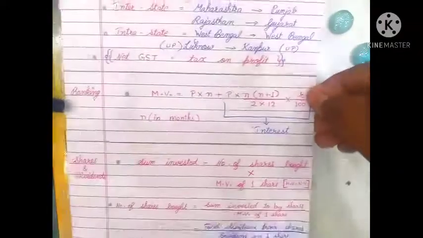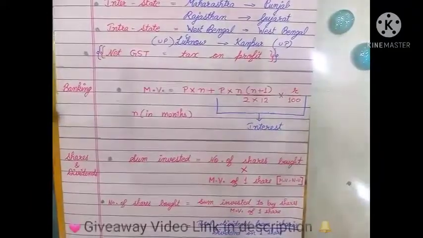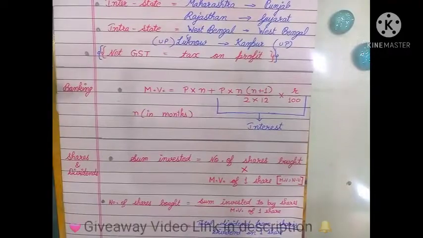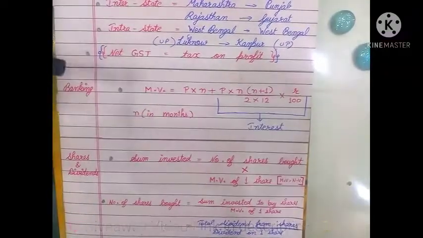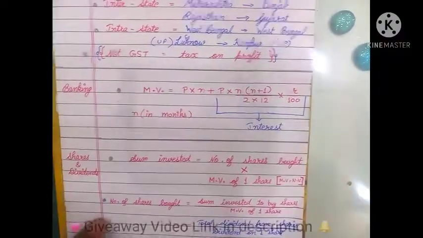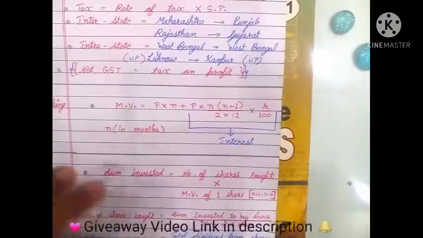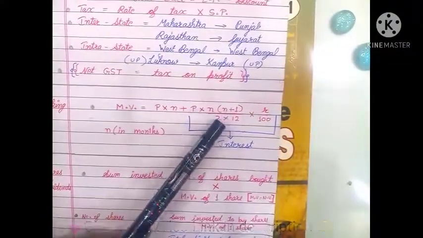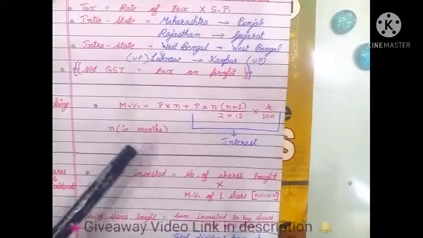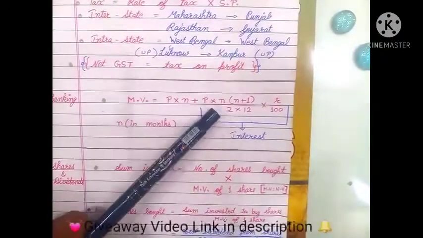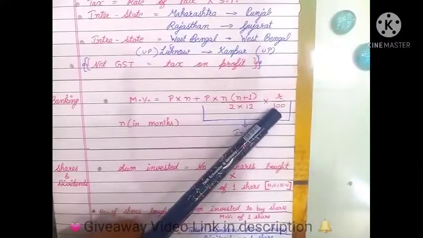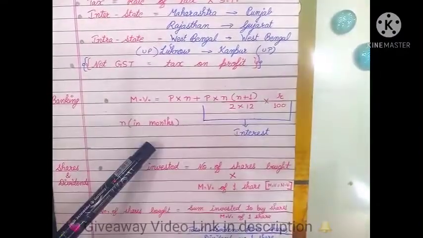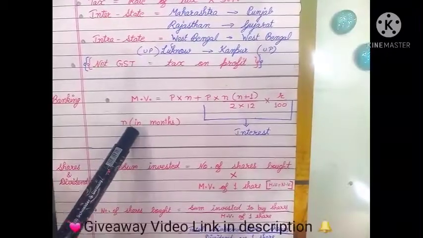From the next chapter, we say there is banking, chapter number 2 from ICSE Class 10th mathematics. There is only one formula, which is maturity value equals to principal into time plus principal into time, and in brackets n plus 1, all divided by 2 into 12, into rate of interest divided by 100. Time you always need to take in months, remember that. You must remember this, that time is always in months.